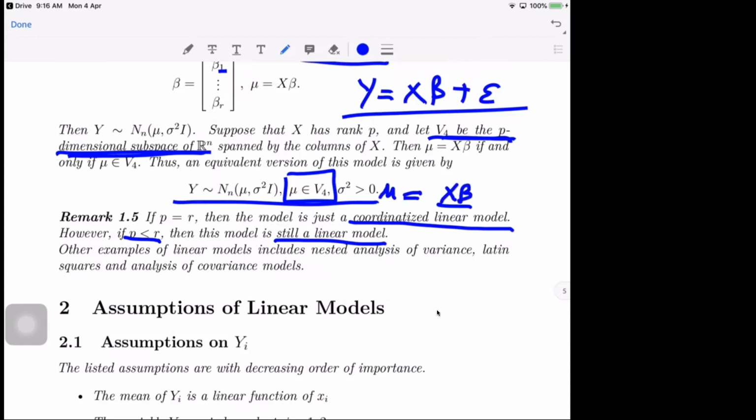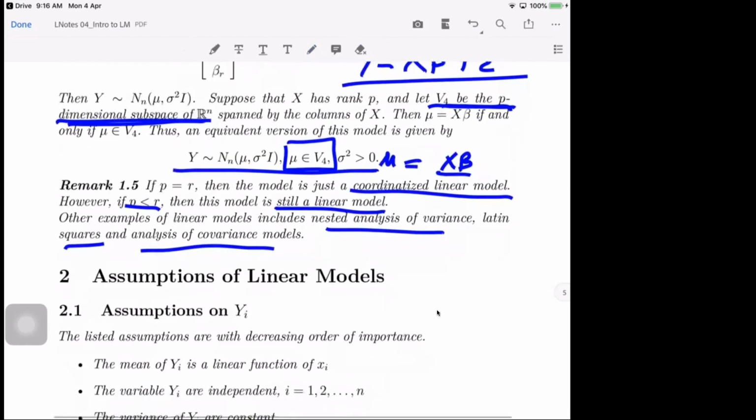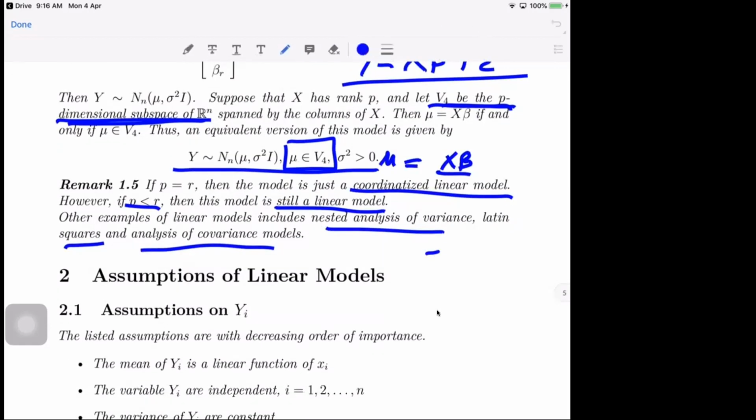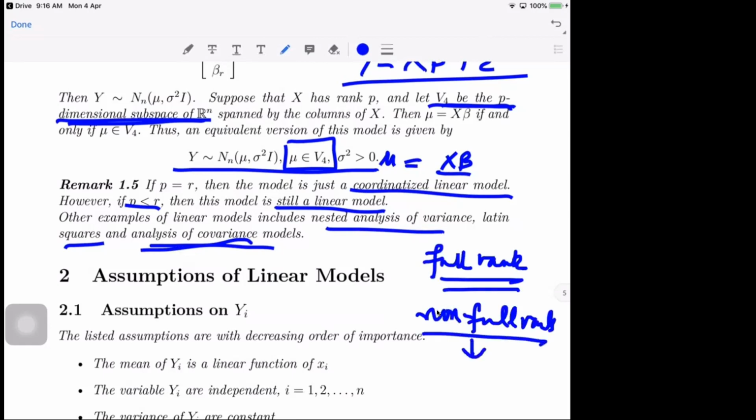Other examples of linear models include nested analysis of variance, Latin square, or analysis of covariance models. In this course, we will concentrate on the regression models, because what we are looking at here is a full rank matrix. In ANOVA or ANCOVA models, usually the X there is not of full rank. Because it is not full rank, we have to define some constraints in the model to make our estimates unique, no?